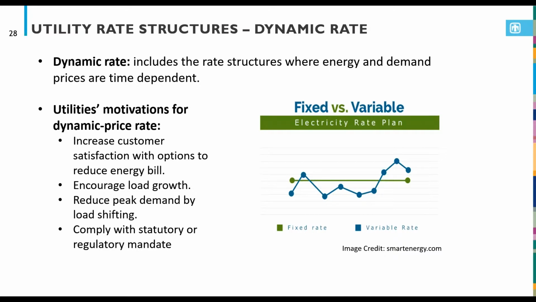The fixed rate is the most common and probably the oldest rate structure used by the utilities in the US. The main advantage of this rate structure lies in its simplicity. However, it does not reflect the time-dependent characteristic of electricity price.